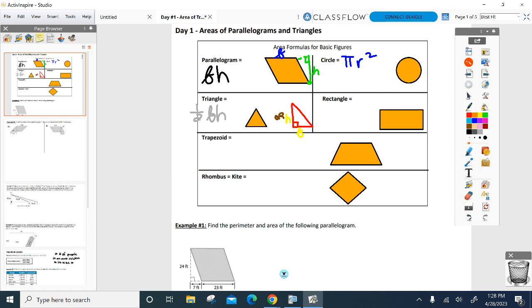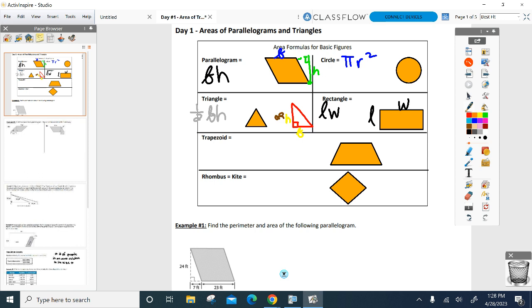Rectangle, anyone got that one? Rectangle, length times width. Yep, base times height, however you prefer it. Whatever you think is the width and the length. All right, length times width. Whew, okay, now we start getting crazy.